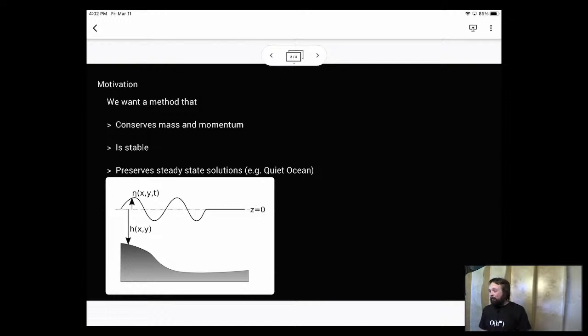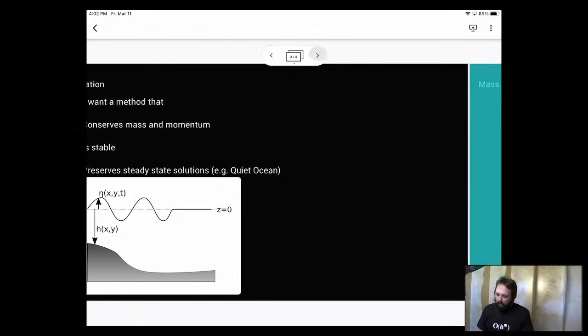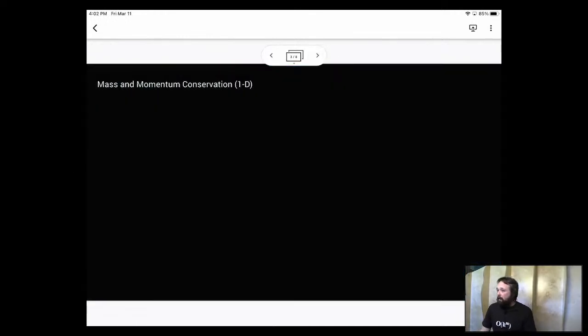Now, there's a lot of work that it really takes to get to a point where the 2D solver meets these criteria, but we can demonstrate this with the 1D solver. So we'll be doing a nonlinear shallow water equation solver in 1D today to demonstrate some of these points. So we can carry that work over into a 2D solver in the next couple weeks. So let's first talk about what we mean by mass and momentum conservation.